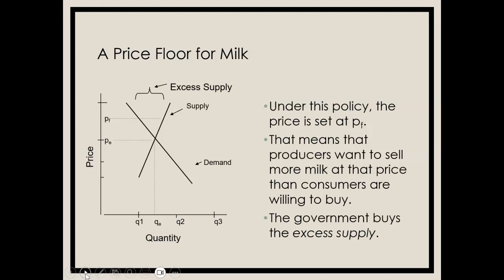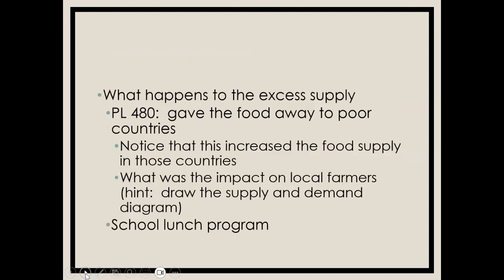That means that producers now want to sell more milk at that floor price than consumers are willing to buy. So now we've got excess supply, a whole bunch of milk out there that no one wants to buy. What do you do with the excess supply? Well, what typically happens is the government buys it up to make sure that the price floor is supported. And then it has all its milk on its hands. What are you going to do with it?